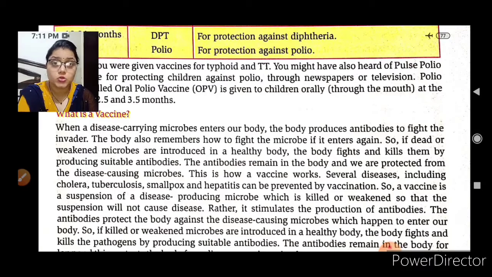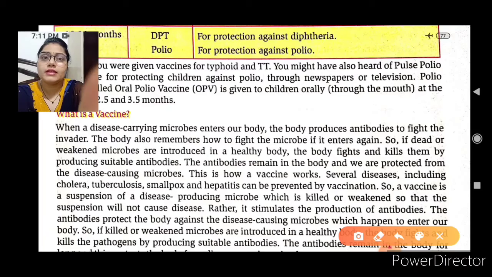Why is this so? Why is it very useful? All the parents are very much aware of the vaccines, and at a particular age group, at a particular month, they make sure that their child, their ward, gets the vaccine against a particular disease. Okay, so what is that?